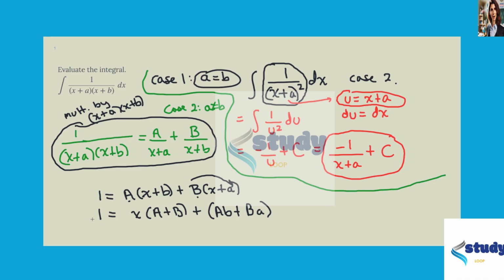Now on the left-hand side, we see that there's no x term. This means that the coefficient of the x term on the right must be 0. And that's equivalent to saying capital B equals minus capital A. And then since the constant term on the left is 1, that means that the constant term on the right also has to be 1.